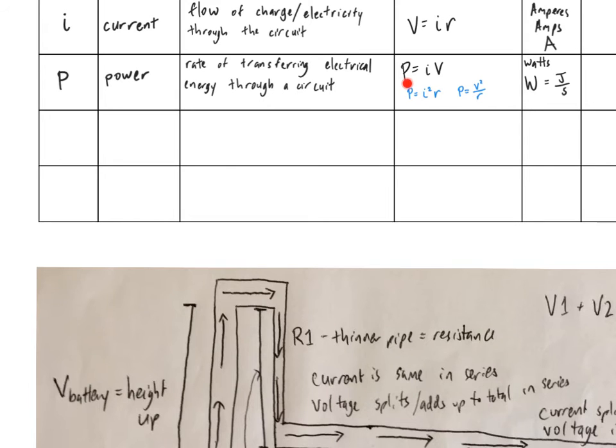Power, the unit is going to be in watts. So if you have a 60-watt light bulb or a 100-watt light bulb, that's an indication of the power that it's using, how much electricity is being transferred through it every second. And watts is equal to a joule per second. So a 60-watt light bulb will use 60 joules every second that you have it on.